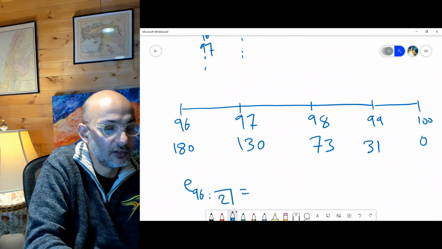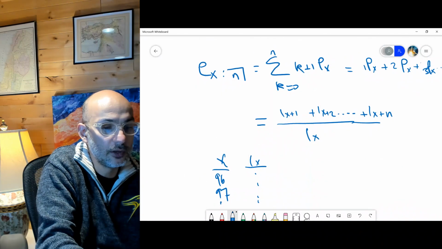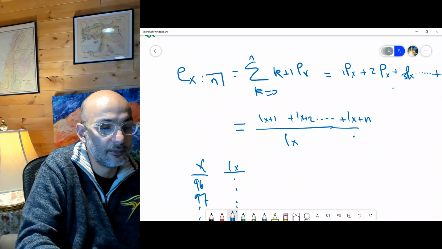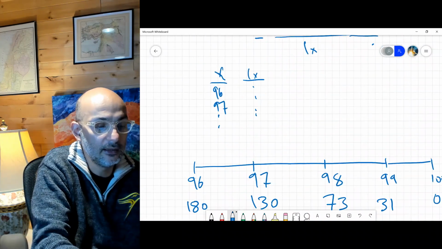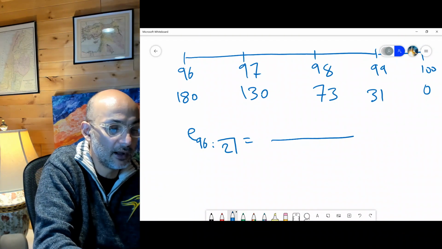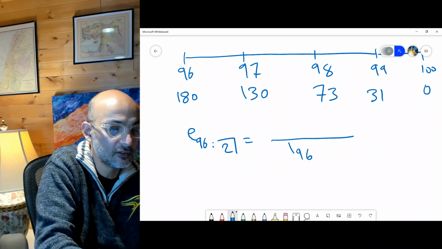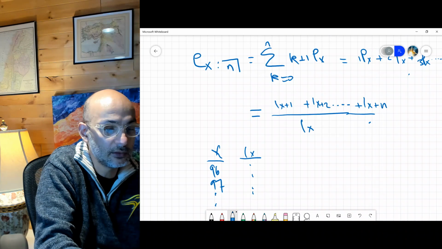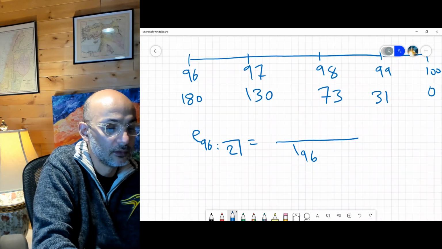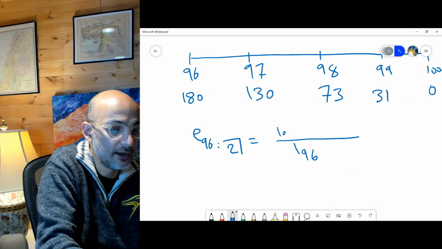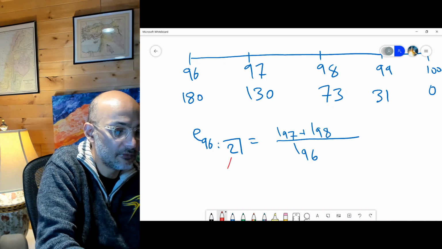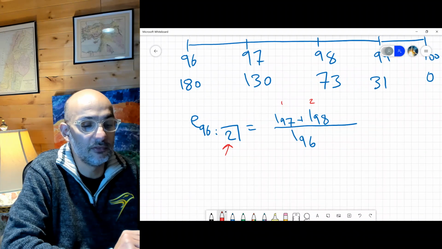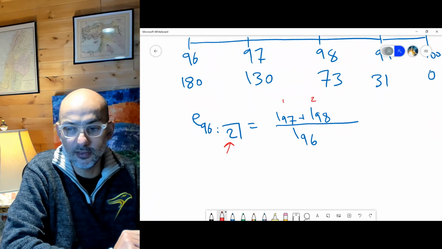We follow the definition here. You can choose either this one or this one; I'll use the Lx, divided by L96. Remember, the first one you add 1 to it, Lx plus 1 all the way to n. So you have Lx plus 1, which is 97, and Lx plus 2, which is your n. Here you have 2 years, so 1, 2. It cannot be more, so you need to be very careful about it. It's simple, nothing difficult here.